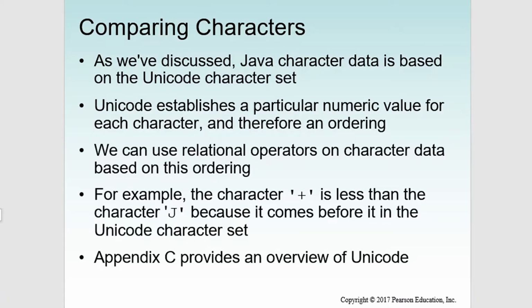Comparing characters. As we discussed, Java character data is based on the Unicode character set. Unicode establishes a particular numeric value for each character and therefore an ordering. We can use relational operators on our character data based on this ordering. For example, the character plus is less than the character J because it comes before it in the Unicode character set. Appendix C provides an overview of the Unicode character set.